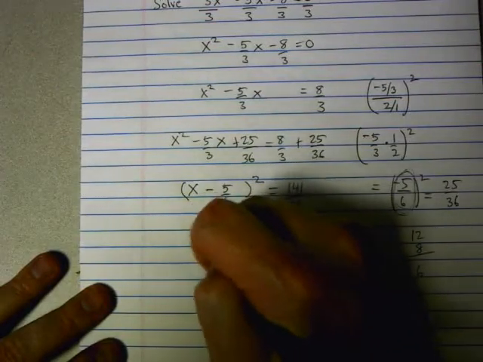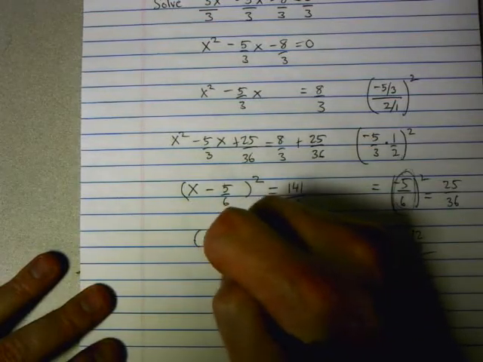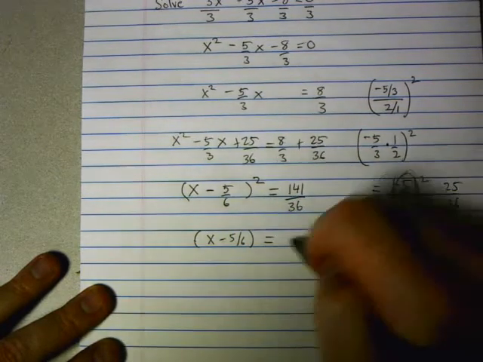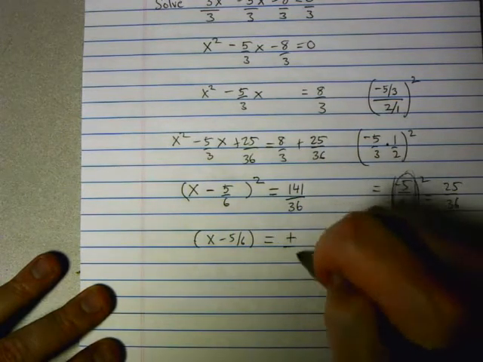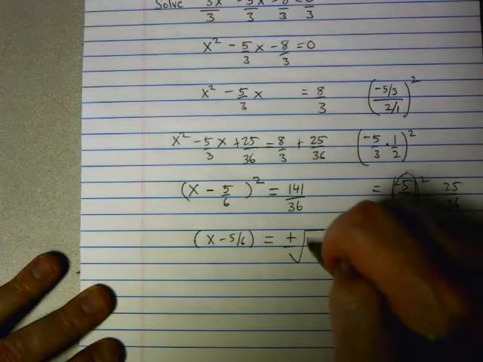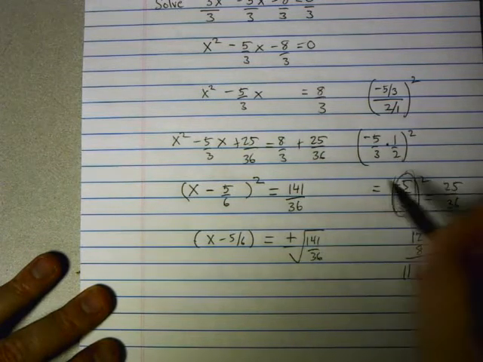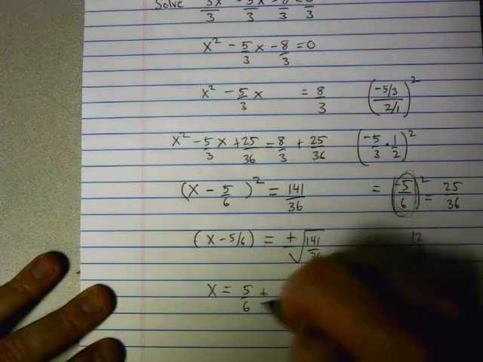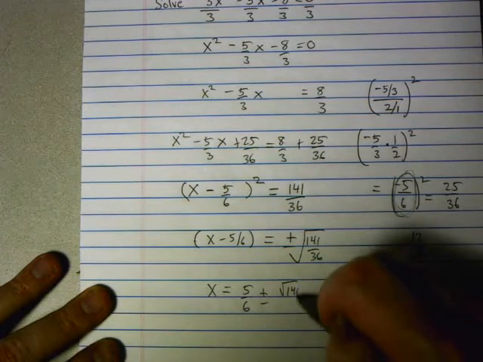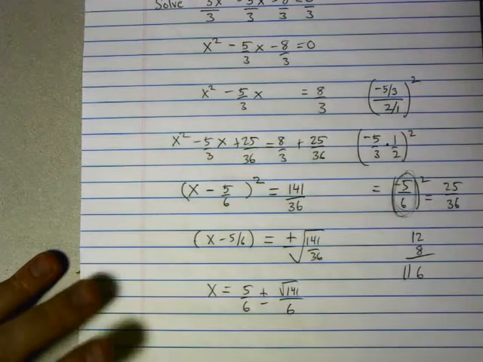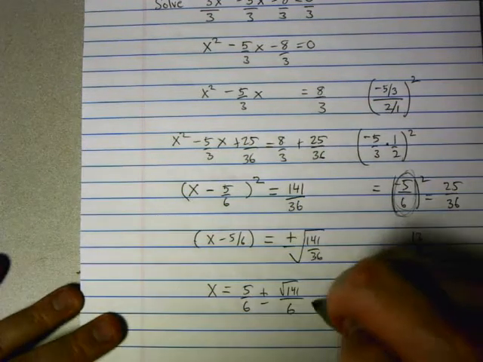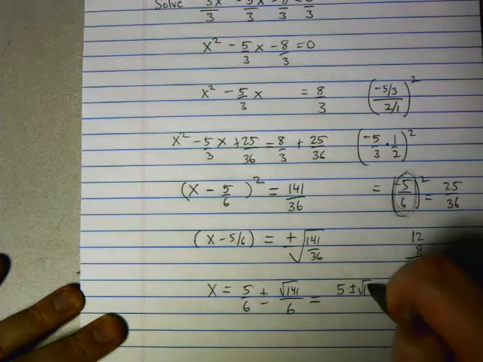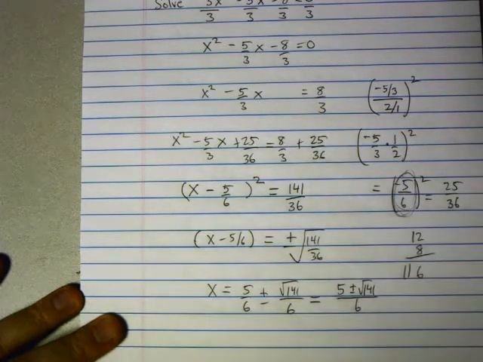The hard part's done. Now we square root both sides. x minus 5/6, I didn't really need the parentheses. I'm not sure why I wrote them. Equals plus or minus the square root of 141 over 36. x is 5/6 plus or minus square root of 141 over 6, because the square root of 36 is a nice number at 6. So my final answer is 5 plus or minus square root of 141 over 6.